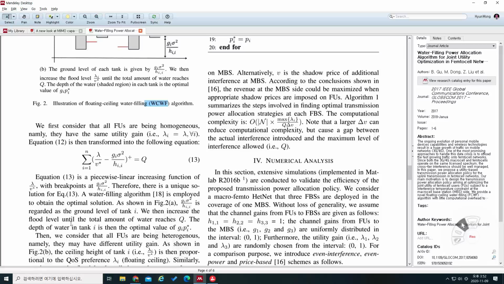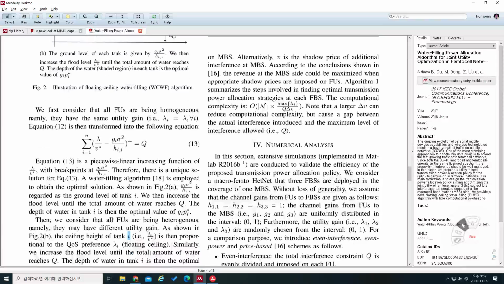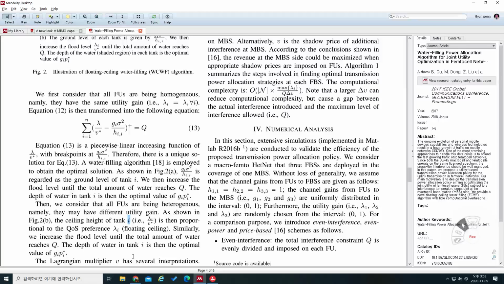Then we consider that all FUs are heterogeneous, namely, they may have different utility gains. As shown in figure 2, the ceiling height of tank i, for example, v square lambda i, is then proportional to the QoS preference lambda i, floating ceiling. Similarly, we increase the fluid level until the total amount of water reaches Q. The depth of the water in tank i is then the optimal value of G_i P_i.